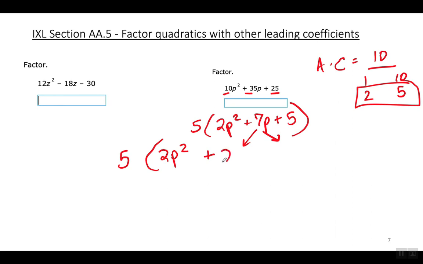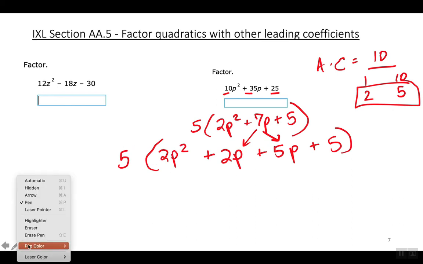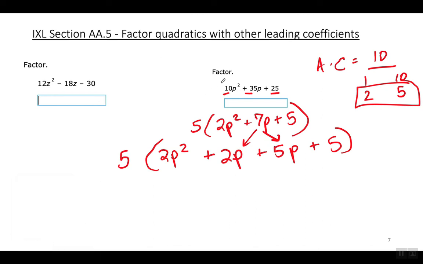I'm going to split it up into 2p plus 5p. Now factor by grouping. To save space, let me switch colors. So I'm going to put this in parentheses and this in parentheses. So what's the greatest common factor of this binomial? 2p. 2p times what will give me the original binomial? 2p times p plus 1.